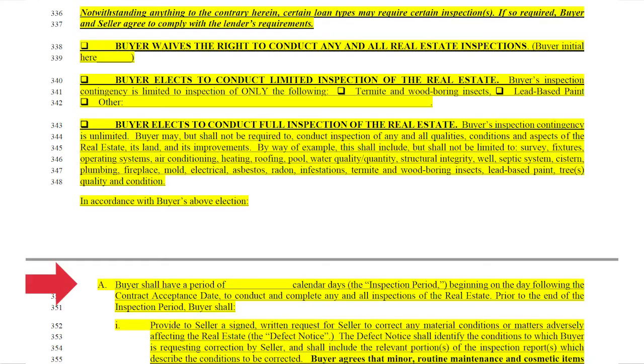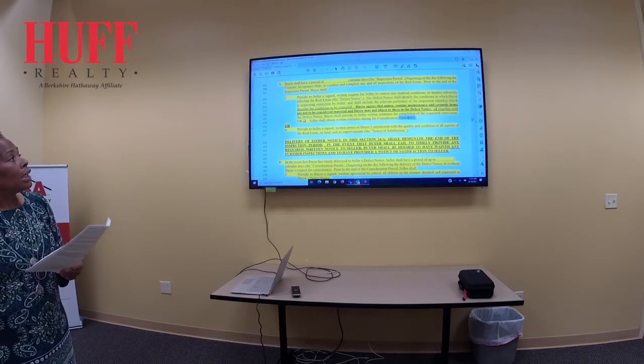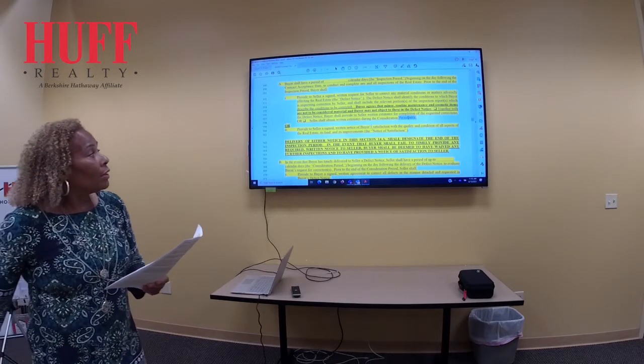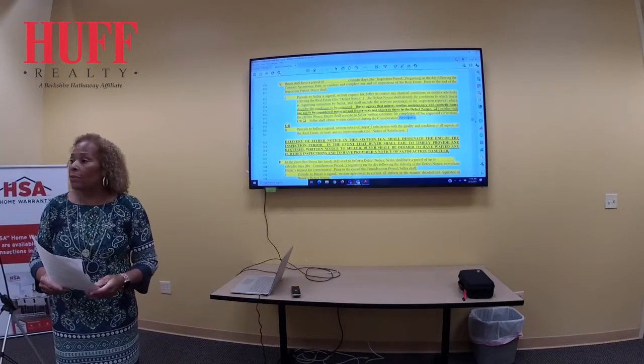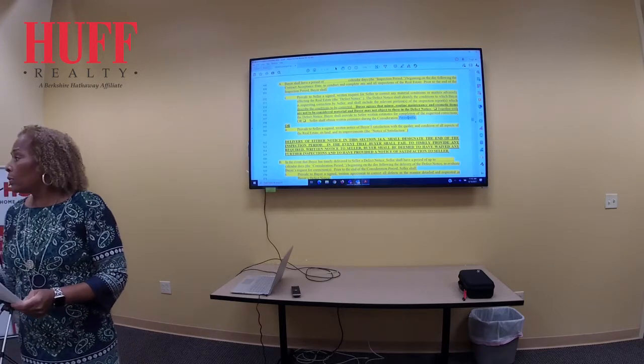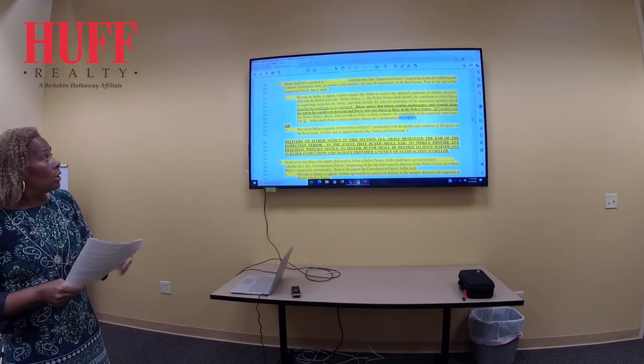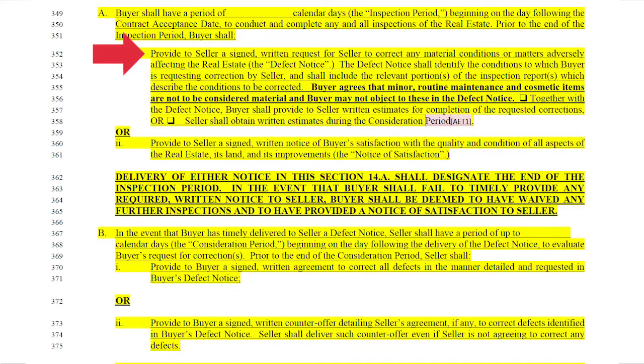So here are timelines again. You're going to put in how many days the buyer has to complete the inspections. Keep in mind that there are notices you have to provide, and within that inspection period, you also have to get the inspections done and provide whatever notice is required. The first option is that you provide the seller a signed written request for seller to correct any material defects, material conditions, or matters adversely affecting the real estate. So this is the defect notice.